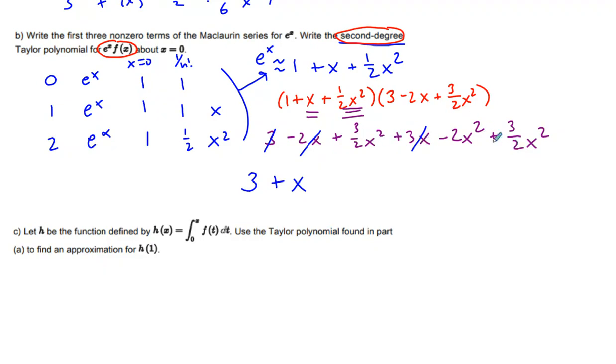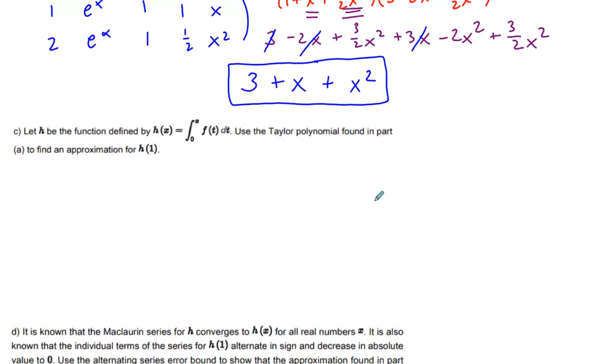Finally, I got 3 quadratics. 3 halves plus 3 halves is 3. So these two together are 3x squared minus 2, so plus x squared. And that might have been the faster way to get to that result. Let's take a look at C. This is a lengthy problem.